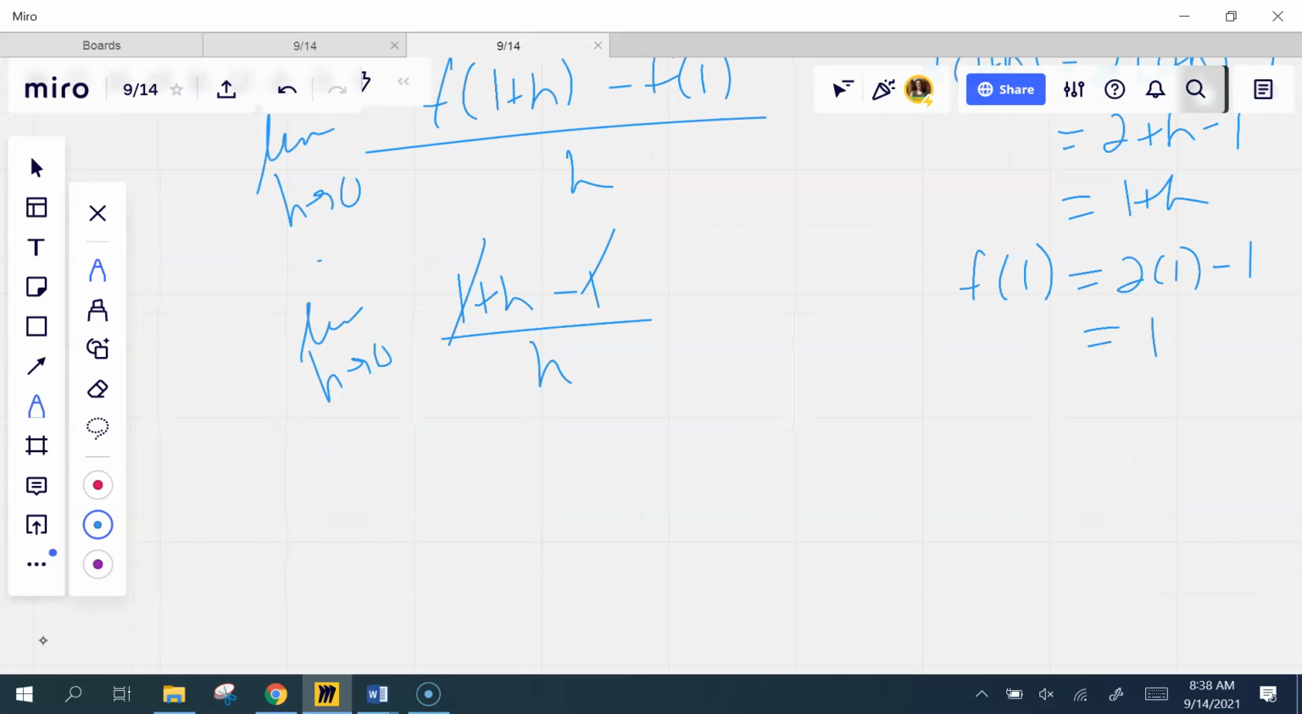H over h is, you know, the left side and the right side are not the same.